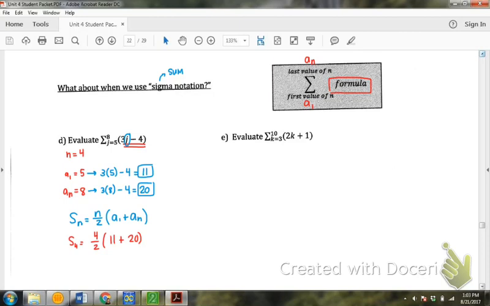Oh, we have to put the 4 by the S, like you do? You mean as like the label? Yeah, you don't have to, but. Okay, so 4 divided by 2 is 2 times 31. What is 2 times 31? 62. Good. So S sub 4 is 62.